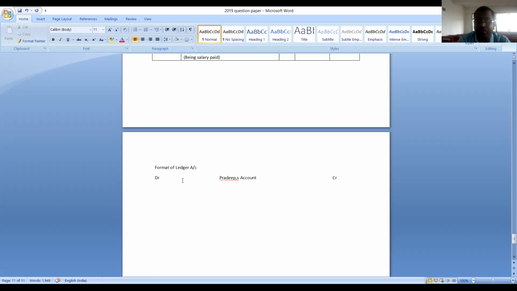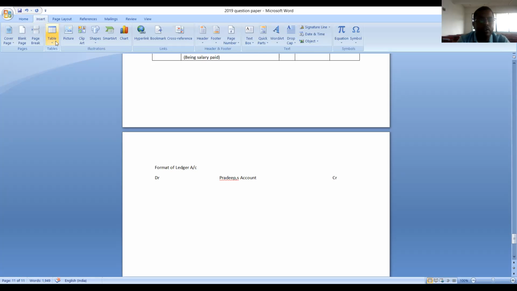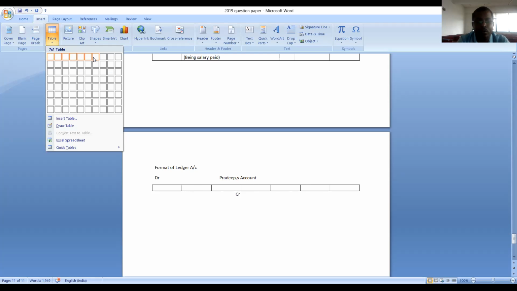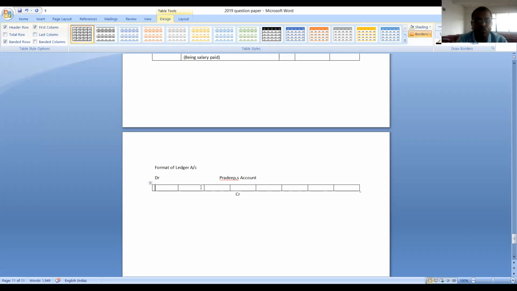See here, before making the format, first you should write the name of the account in the center of the line. Then on the left hand side, write the abbreviation of debit, and on the right hand side, write the abbreviation of credit. Now, how many columns are you going to find in a ledger account? You are going to find 8 columns: 4 columns on the debit side and 4 columns on the credit side.